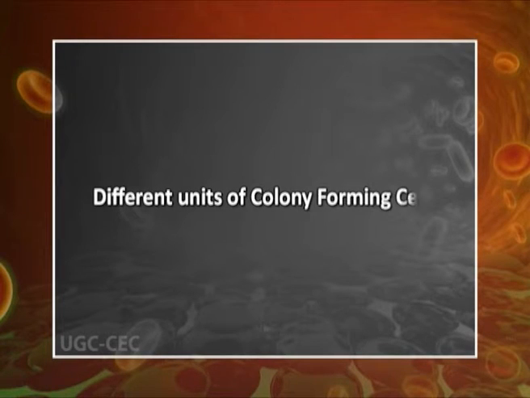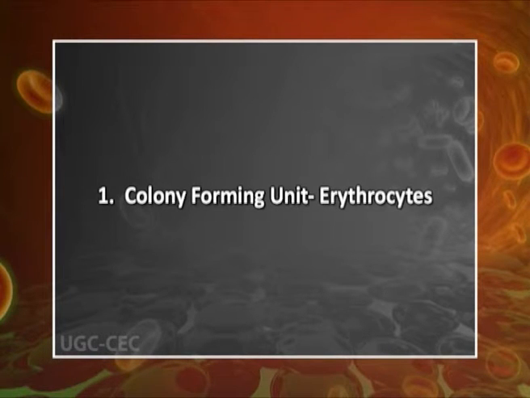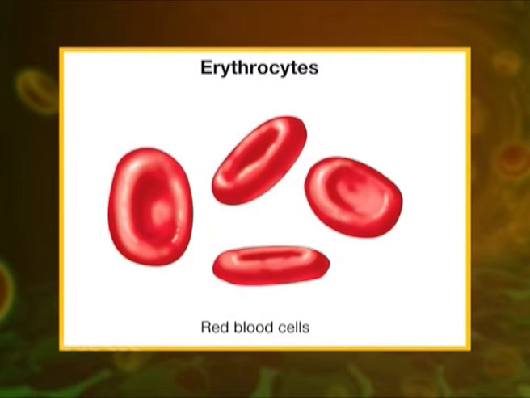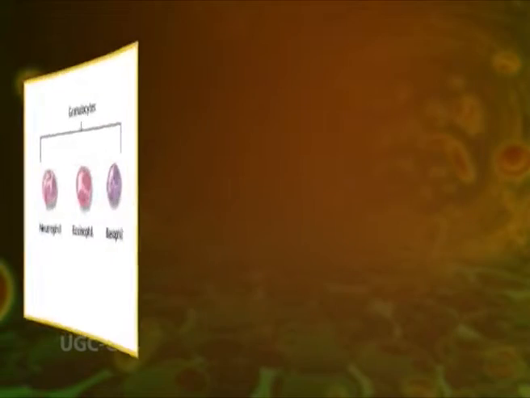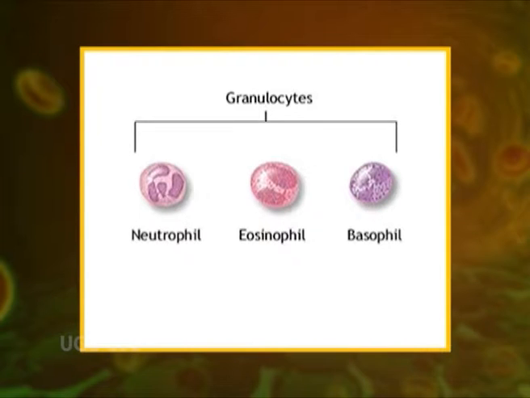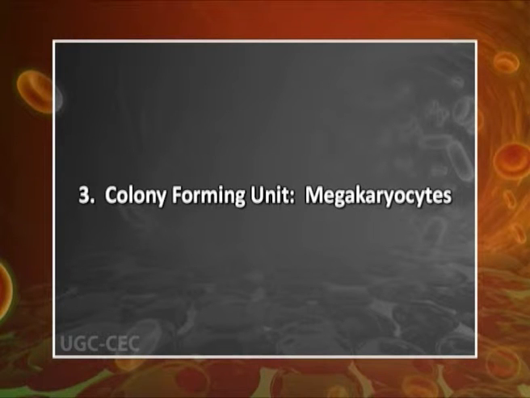The different units of colony-forming cells are, first, colony-forming unit erythrocytes. The stem cell of this unit develops into erythrocytes. Second, colony-forming unit granulocytes and monocytes. These cells give rise to granulocytes, which include neutrophils, basophils and eosinophils, and monocytes. Third, colony-forming unit megakaryocytes. Platelets are formed from these cells.